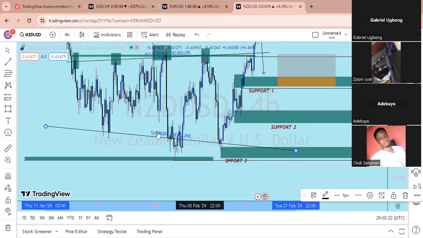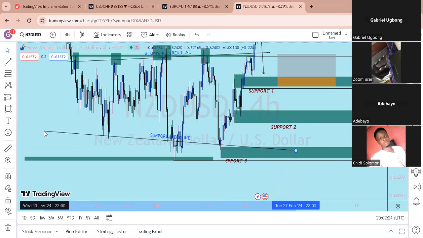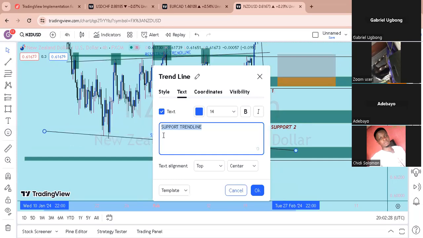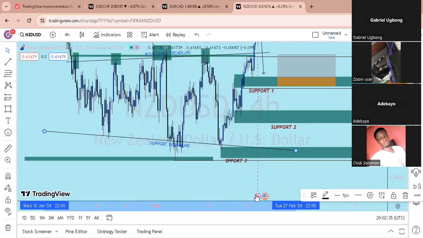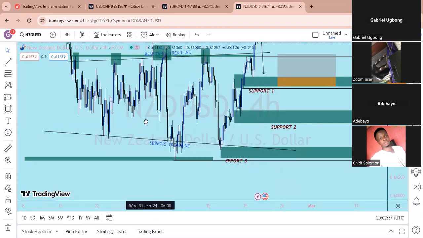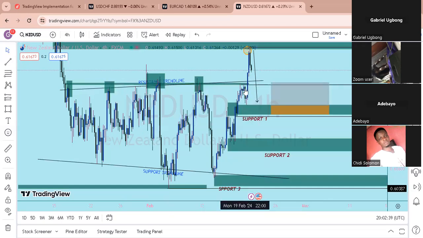When you have markets that move in this direction, I want the text to come downwards. So I'm going to click alignments. I need it to be at the bottom. So I'll click OK. Now, the purpose of this line is that when the market hits the support trend line, we will always take a buy. But when the market is sitting at the resistance trend line, we always take a sell.